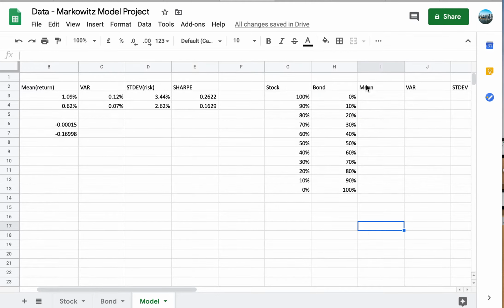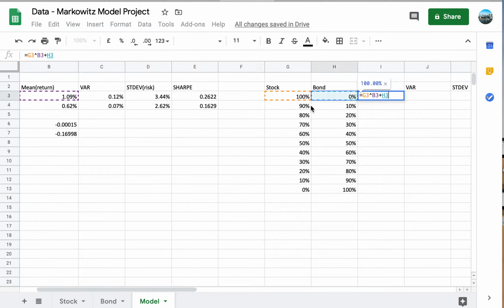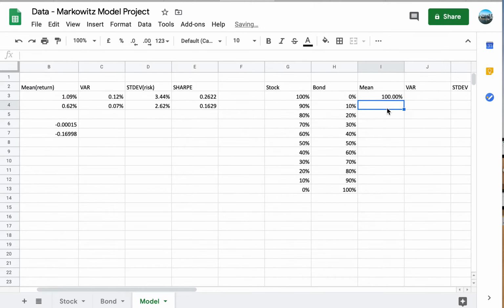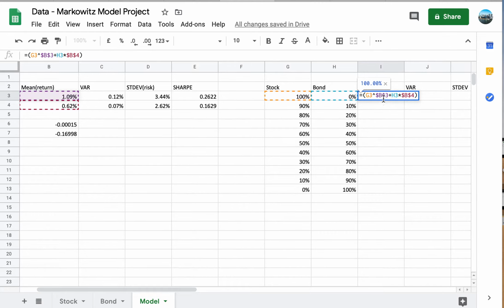Now let's calculate the mean after we diversify. We take the percentage of the stock and times it by our mean return, plus the percentage for our bond times its mean return. Now be careful. First of all, we have to bracket them up, and we have to use $ on B3 and B4, because the $ fixes the cell reference, which means no matter where we go, we're always referencing B3 and B4, so we will not get confused. So the Google Sheet will give us the correct data.